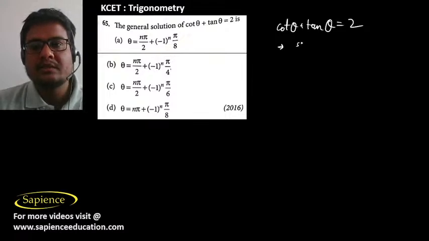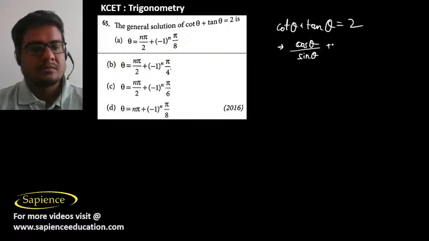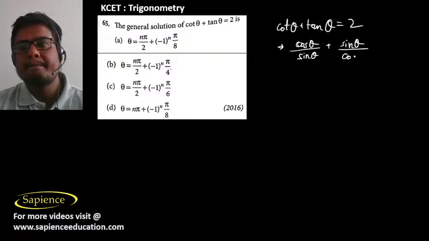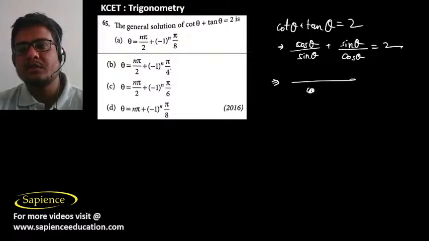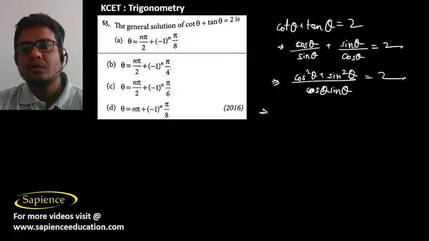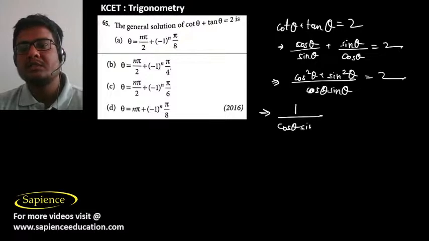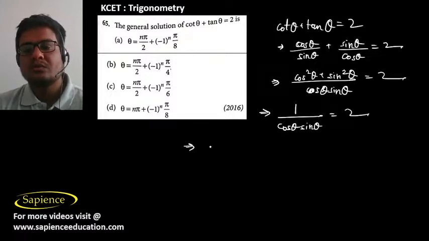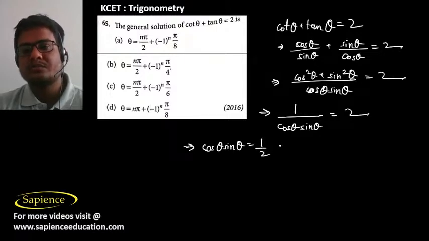Cot theta I can write as cos theta by sin theta, plus tan theta will be sin theta by cos theta, that is equal to 2. Now if we take the LCM, that will be cos theta into sin theta, and this will be cos square theta plus sin square theta, that is equal to 2. Now cos square theta plus sin square theta is equal to 1. So 1 by cos theta into sin theta is equal to 2. Therefore cos theta into sin theta is equal to 1 by 2.